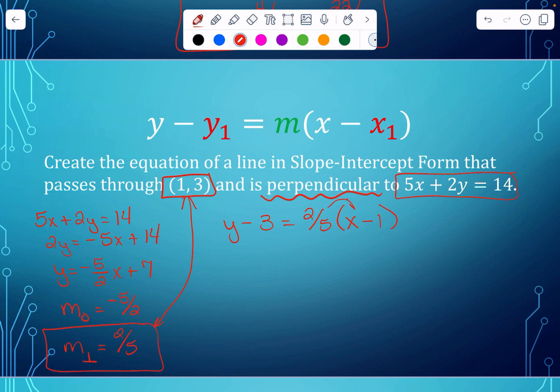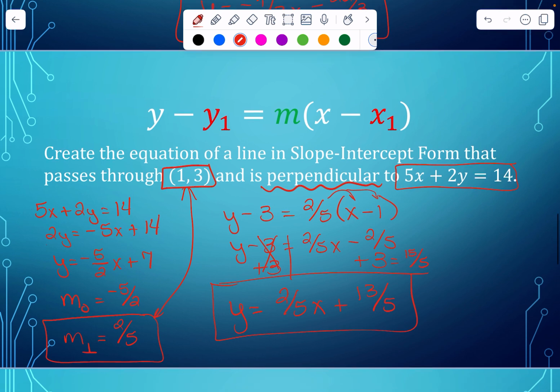We're going to distribute the 2/5. So y minus 3 equals 2/5 x minus 2/5. Now, I'm going to add 3 to both sides. So I'm going to be y equals 2/5 x. This 3 would be 15/5. So negative 2/5 plus 15/5 is a positive 13/5. And that would be our line that is perpendicular to the original line passing through the point 1, 3.